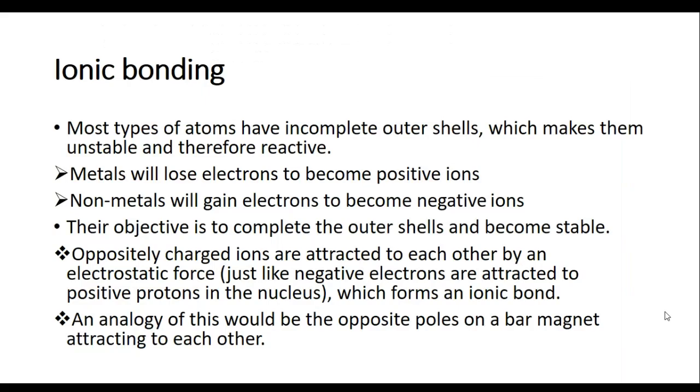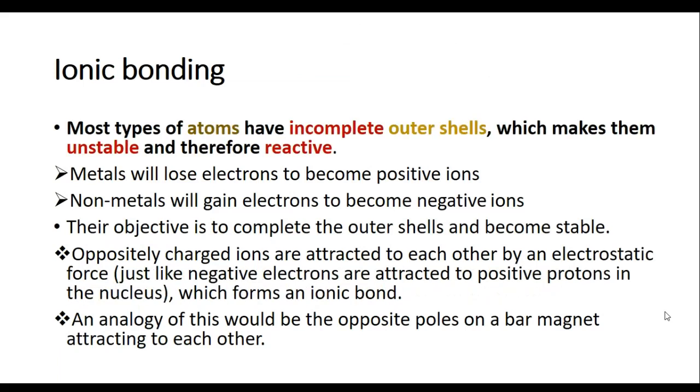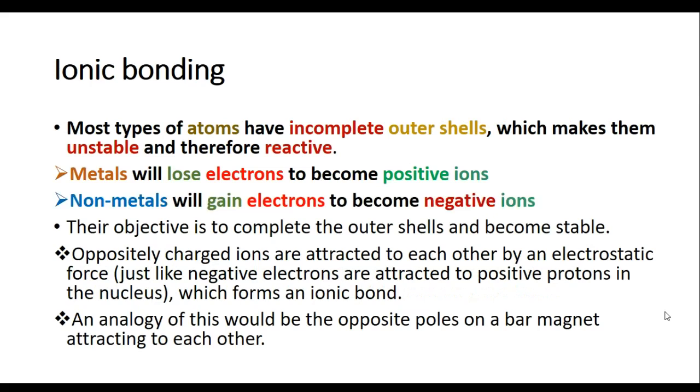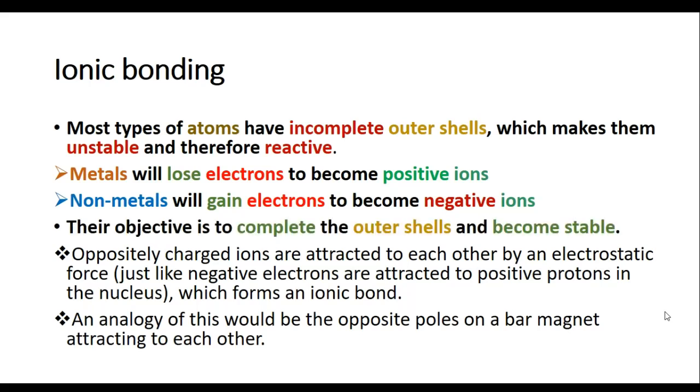So in terms of ionic bonding, so when metals and non-metals bond together. Now many types of atoms have incomplete outer shells, which makes them reactive. They are unstable. Metals will lose electrons to become positive ions, whereas non-metals are the opposite. They will gain electrons to become negative ions. Remember that electrons are negatively charged, so if you lose them, you become more positive, but if you gain them, you get more negative charge. So the objective of this is to complete their outer shell and become stable.